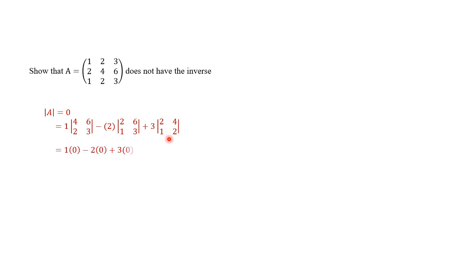So this is the part. Then we find our determinants. The determinant here is 0 times 1, then minus 2 times determinant 0, plus determinant 0 again. So this gives us a determinant of 0 for the final answer, which means this matrix does not have an inverse because the determinant is equal to 0.